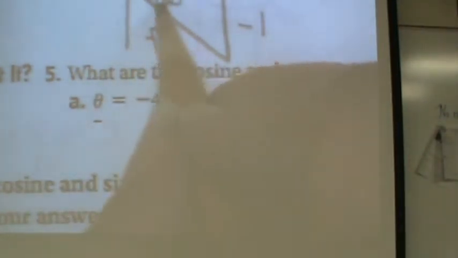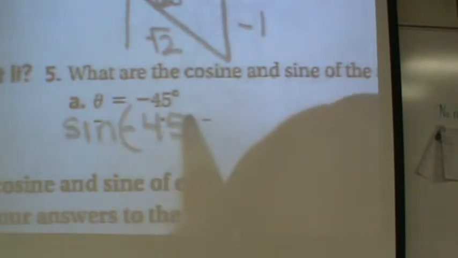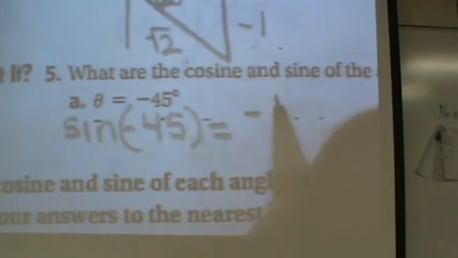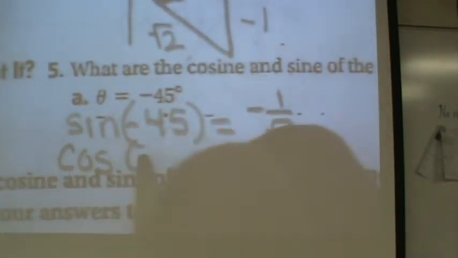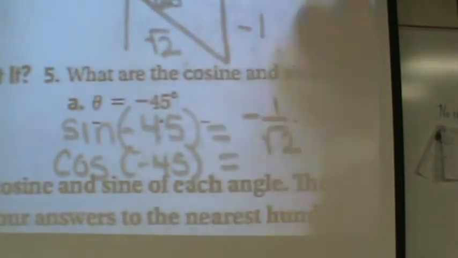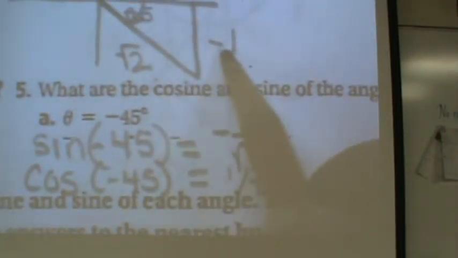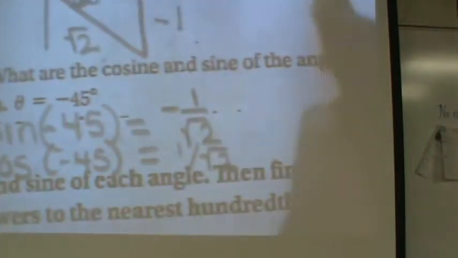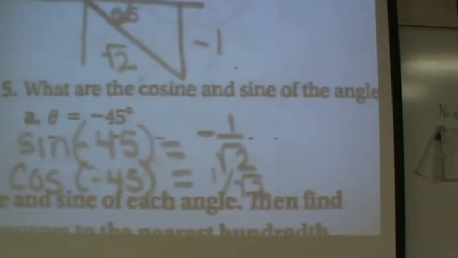So in reference to this angle, what would be the sine of -45 degrees? Opposite over hypotenuse, so -1 over root 2. What would be the cosine of -45? Adjacent, which is +1 over root 2. And what would be the tangent? Opposite over adjacent, -1 over 1. So it's -1. Okay, questions?